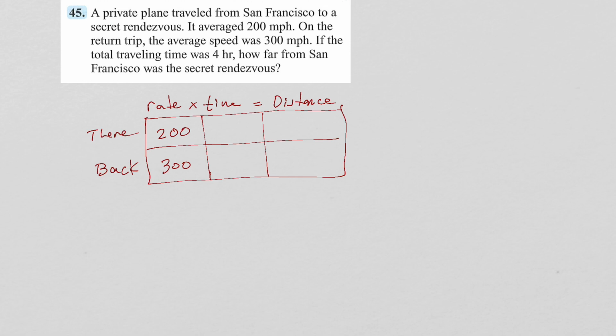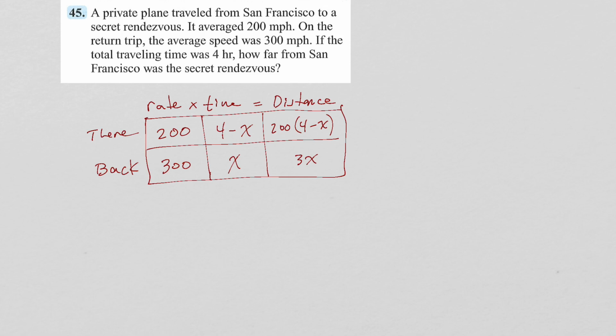So choose a variable x for either one of them. It doesn't matter which one. But because we know the total is 4, then this other one's got to be 4 minus x. And these could have been backward. That's okay. Anyway, since rate times time is equal to distance, I'm multiplying these to get this. So this is 200 times 4 minus x, and this is 3x.